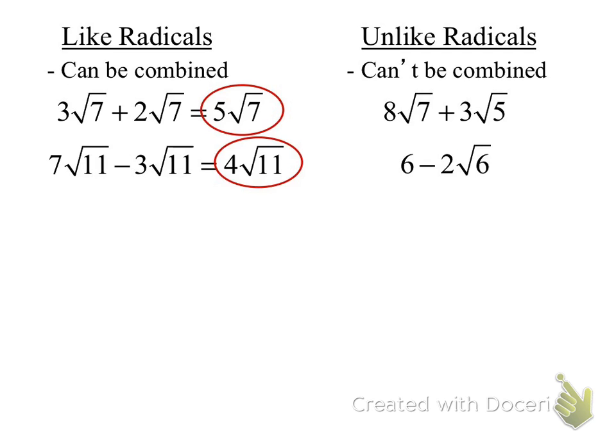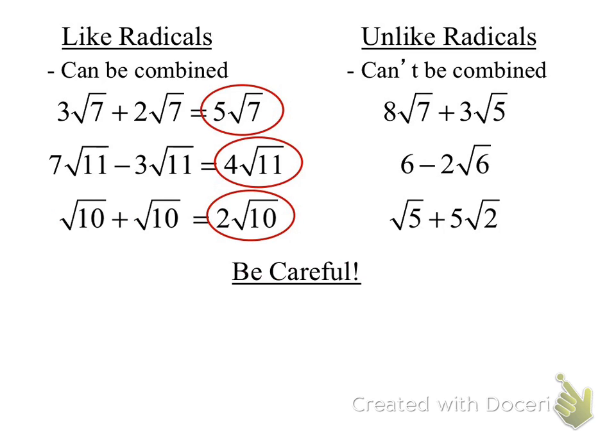Next one is red 10, red 10. Notice the coefficient's there that we don't see it. It's a 1. That's why we have 2 red 10. Notice every time your radicals are not changing. Only your coefficients are. So if you look at red 5 plus 5 red 2, because the radicals are not the same, they're unlike terms.